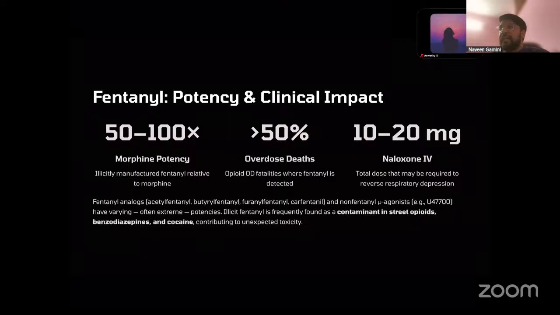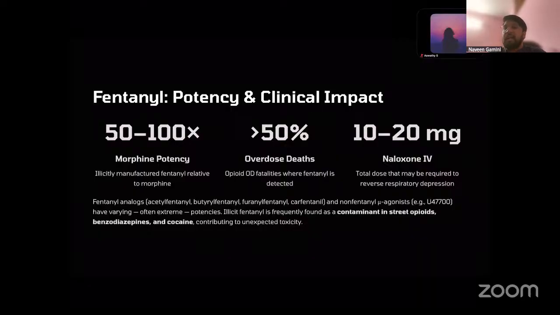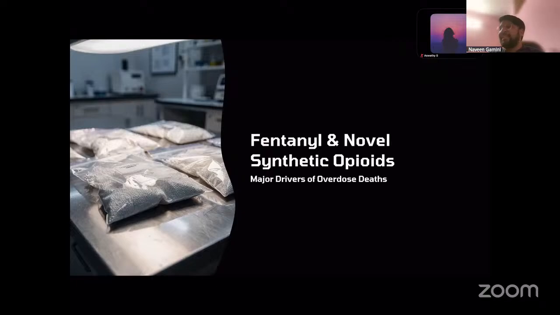Regarding the treatment, as high as 10 to 20 mg of naloxone total dose may be needed. I mean, when we repeat the 0.4 mg doses, as high as 10 to 22 mg can be required to reverse the respiratory depression. Examples of these are fentanyl analogs, which are acetylfentanyl, butyryl fentanyl, furanyl fentanyl, and carfentanil, and even non-fentanyl mu agonists such as U-47700. These drugs are examples of this classification of novel synthetic opioids.